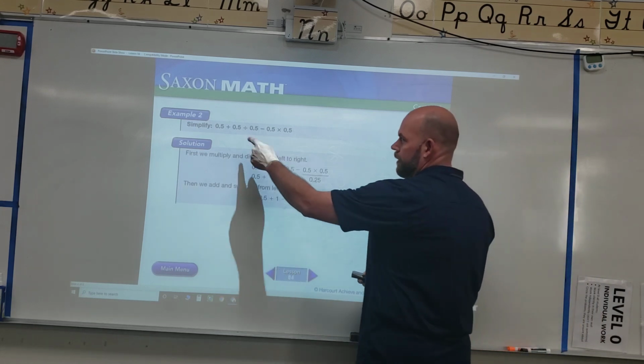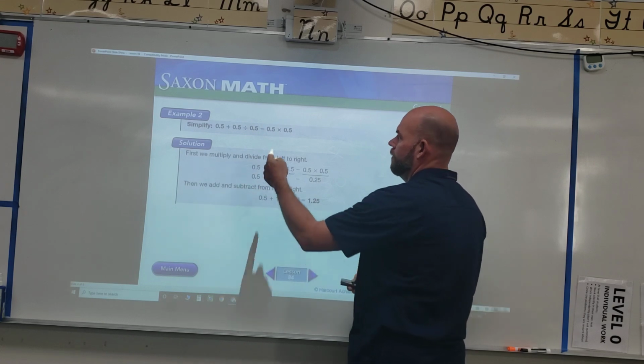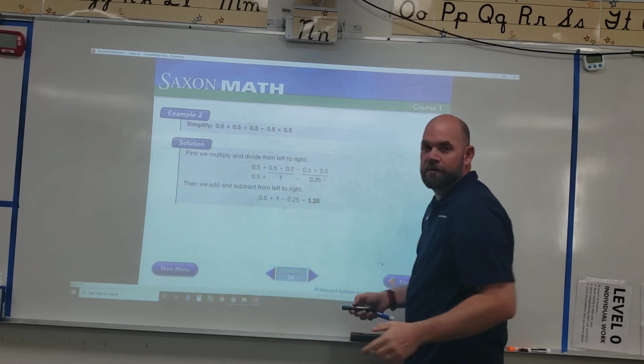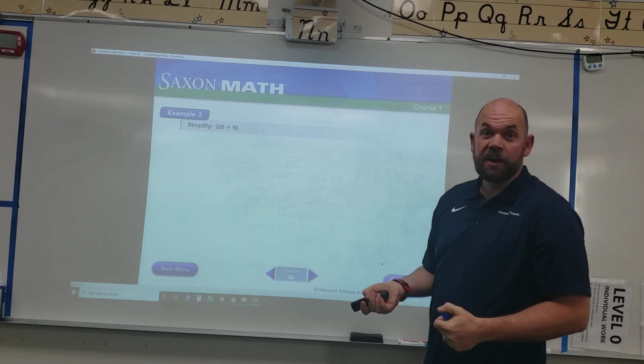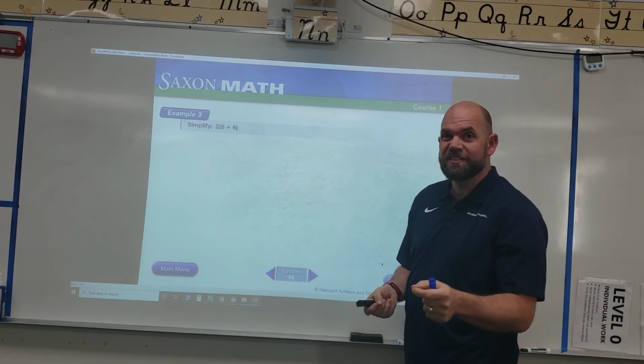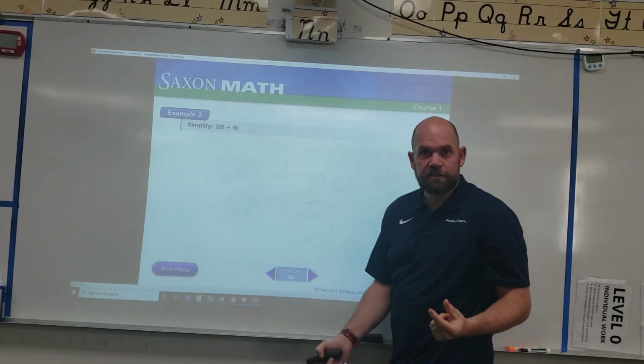Now, if we had just gone 0.5 plus 0.5, that's going to be 1 divided by 0.5 minus 0.5 times 0.5. It's going to give us a totally different answer. So it's important to go in the correct order. Here we have parentheses. Now remember, parentheses is first in our order of operation. So we just solve what's in parentheses first.